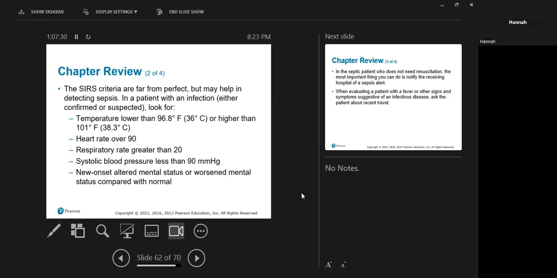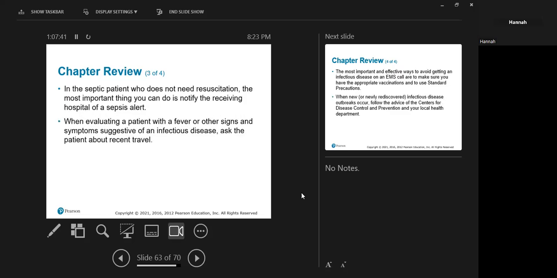They are sick people and you suspect an infection. In the septic patient who does not need resuscitation, the most important thing you can do is notify the receiving hospital of a sepsis alert.